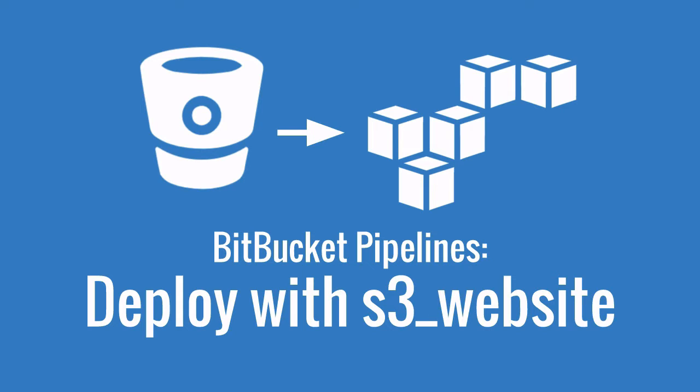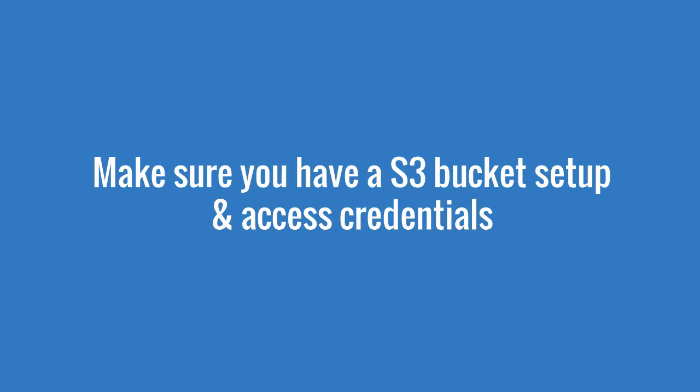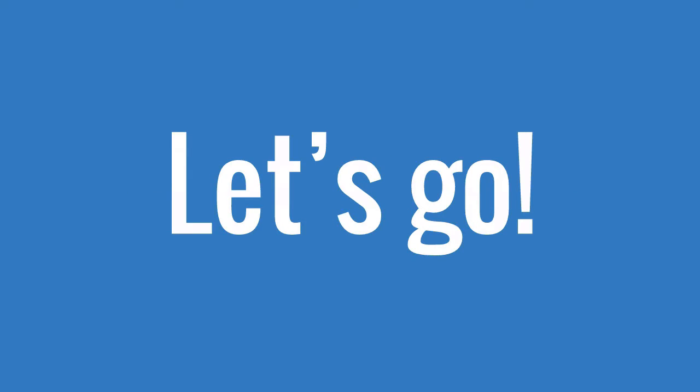In this video, I will show you how you can deploy a website to Amazon S3 by using S3 Website and BitBucket Pipelines. Before we begin, make sure that you have an S3 bucket that was set up for static website hosting and that you have access to credentials for it. If you don't know how to do this, check out my other video on static website hosting with Amazon S3. If you have all that, let's get going.